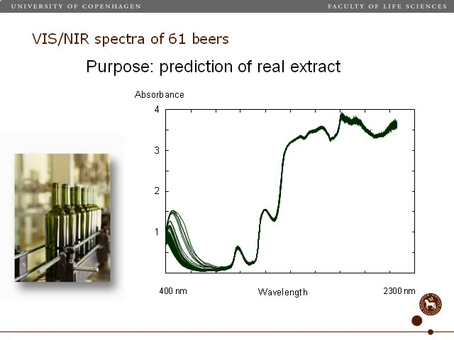What we're going to do in this case is try to build a calibration model, using the spectra to predict what is called real extract. Real extract is a quality parameter in beer production, and we're going to see if we can build a fast method for predicting that from the spectra.